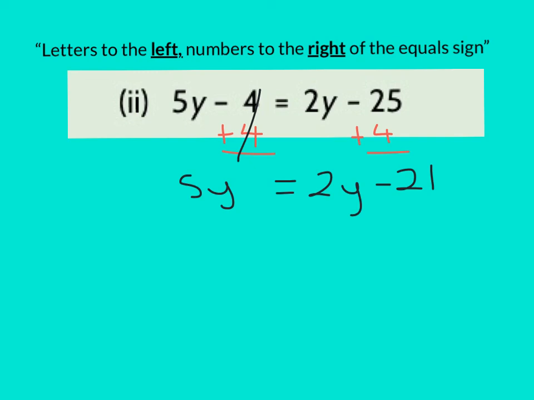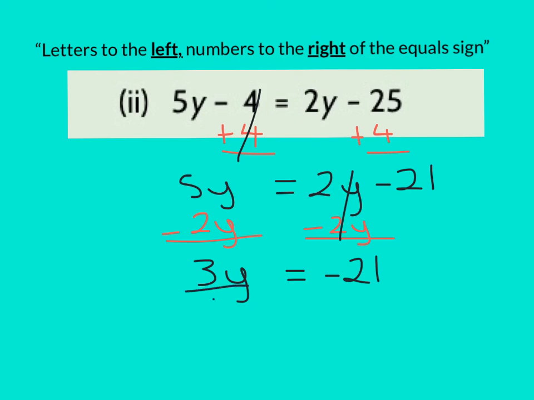Now I need to make sure that all I have on the right hand side is numbers, and it's not, because I have this 2y. So again, I'm going to subtract 2y on this side, and if I do it to one, I must do it to the other. When I do that, I'm going to get 3y on this side. These will cancel, and I have 3y is equal to -21.